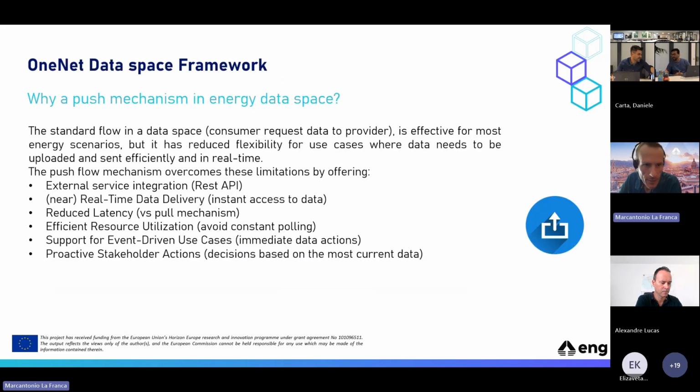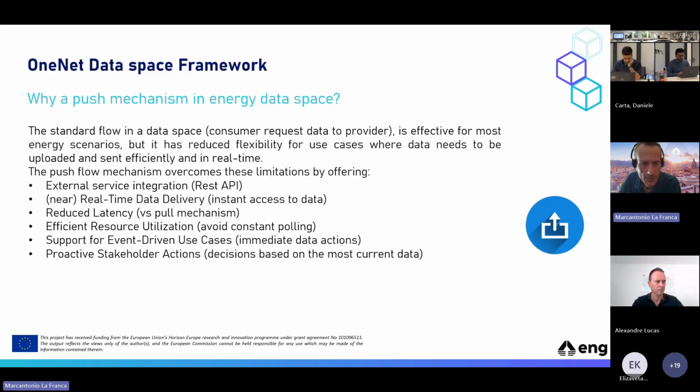Let's start to speak about the push flow scenario. We can start with the question: why can it be useful to provide this new mechanism in the energy data space connector? The response is pretty simple, because the standard flow in a data space that involves provider and consumer is quite effective for most scenarios, but it lacks flexibility for use cases where data needs to be uploaded and sent efficiently and in near real time.